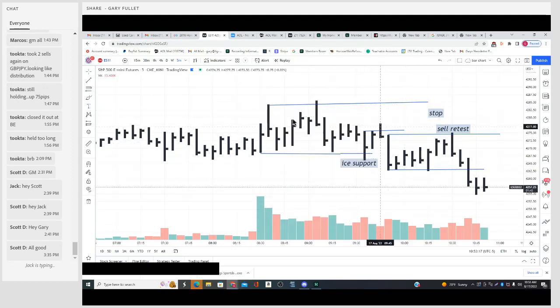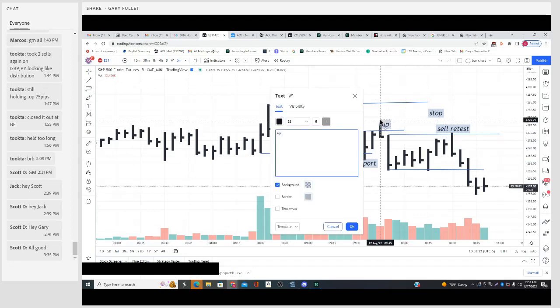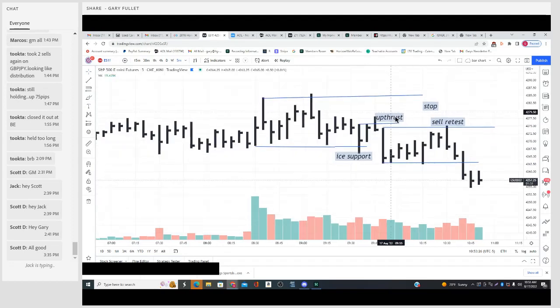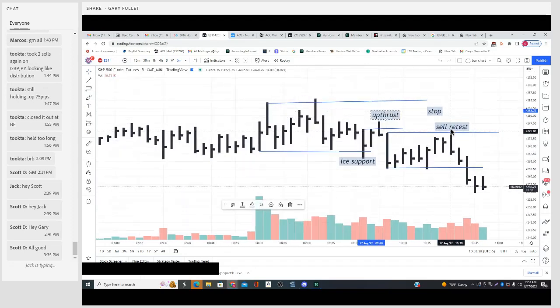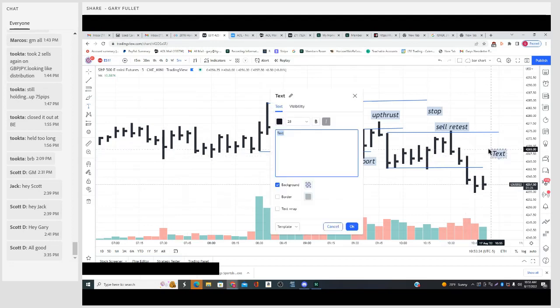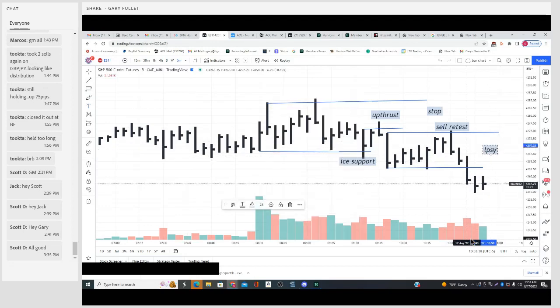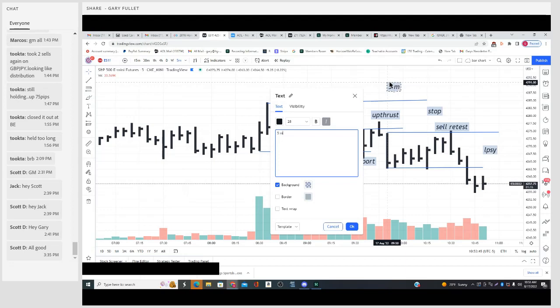Breaking of the ice. Label this. And boom, and lower prices. And now we look into this area, the LPSY here. Back in here is going to be a sell area in the market. So this is a 5-minute E-mini S&P, and it just tells you the direction is down.